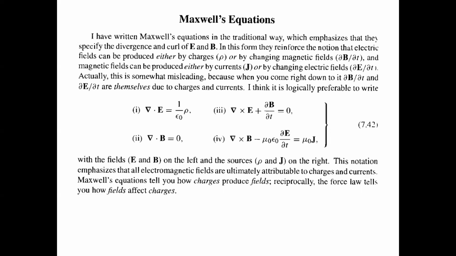So we can write it in another form also. Basically, it's the same thing. With the fields E and B on the left and the sources ρ and J on the right, this notation emphasizes that all electromagnetic fields are ultimately attributed to charges and currents. Maxwell's equations tell you how charges produce fields. Reciprocally, the force law tells you how fields affect charges.